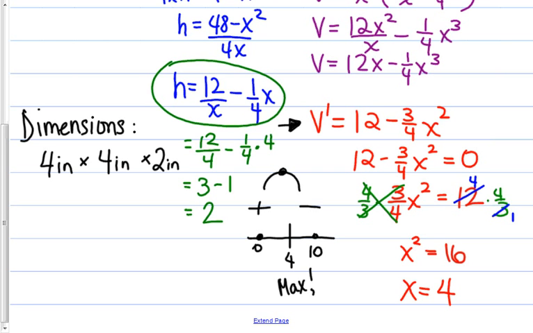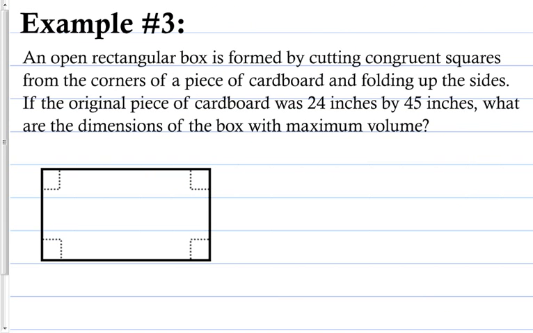All right, next example. Okay, so we found our dimensions. Next. Example 3. An open rectangular box is formed by cutting congruent squares from the corners of a piece of cardboard and folding up the sides. If the original piece of cardboard was 24 inches by 45 inches, what are the dimensions of the box with maximum volume? Okay, so example 3 is an example where you do not need a primary and secondary equation.